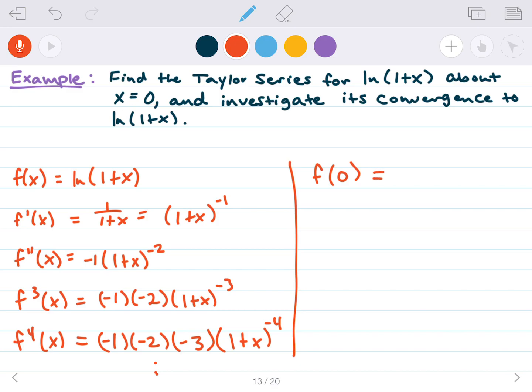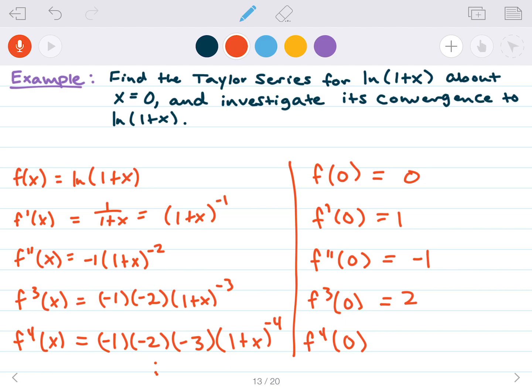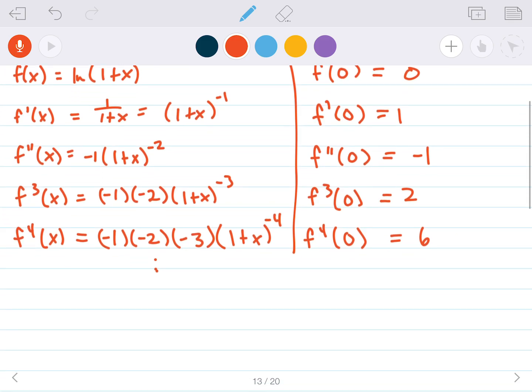F of 0 is ln of 1, which is 0. F prime of 0 is 1, plugging 0 into the first derivative. F double prime of 0, plugging 0 into the second derivative function, I get negative 1. And in the third derivative, I get 2. And in the fourth derivative, I get negative 6. Now let's take a look at what this looks like in Taylor series form.